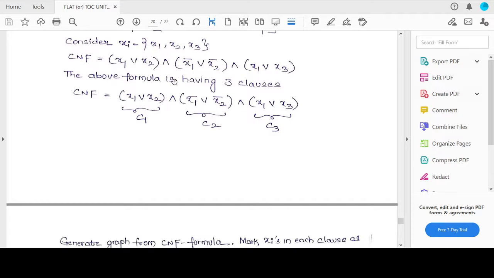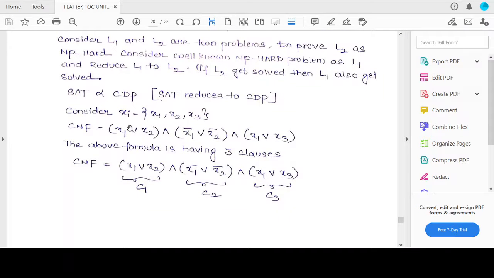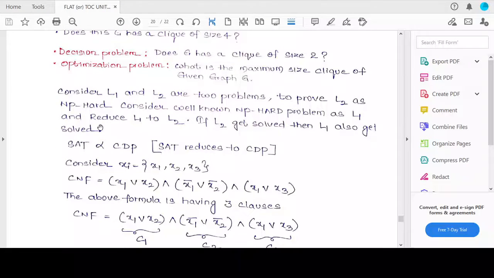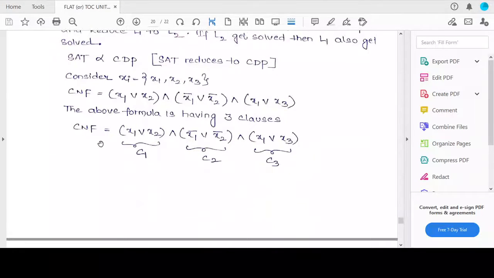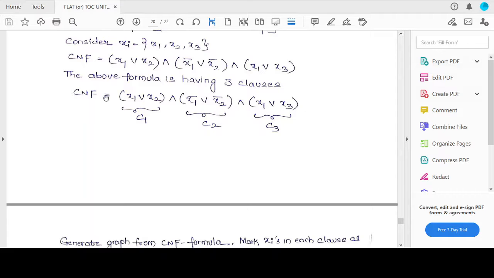The above formula is having three clauses. So if we consider, we are having three clauses. Clause 1, clause 2 and clause 3. Now what we are doing here is reducing this satisfiability problem to the clique decision problem, right? First step, we have identified the clauses in the CNF satisfiability problem. So we are having three clauses.